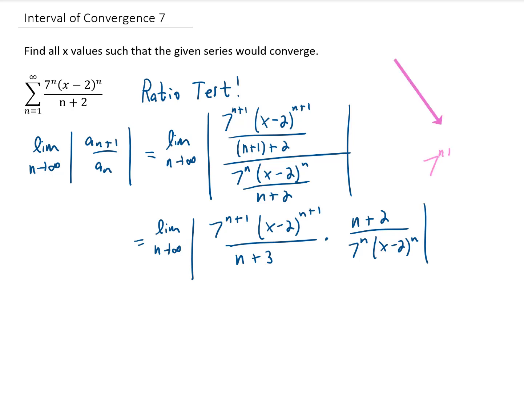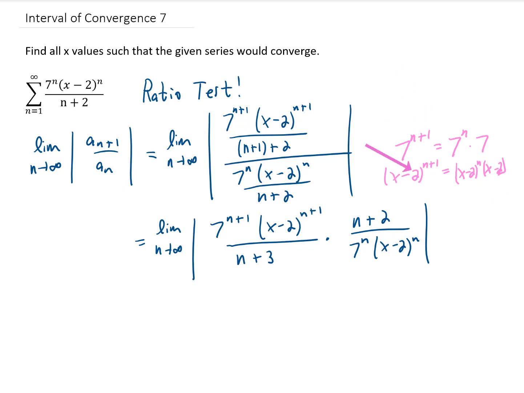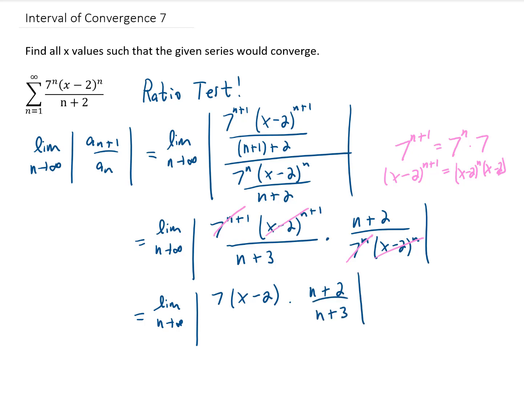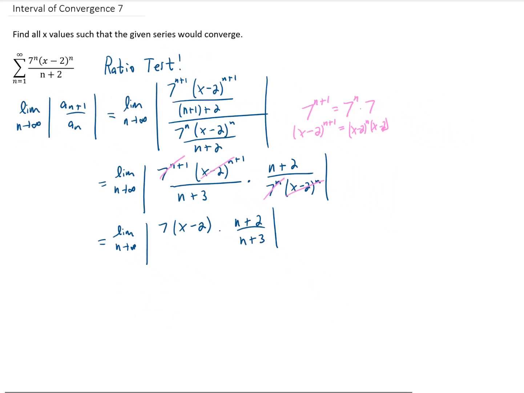We're going to take this 7 to the n plus 1, and think of it as 7 to the n times 7. We're going to do the same thing with the x minus 2 to the n plus 1, thinking of that as x minus 2 to the n times x minus 2. In doing that, we can cancel this 7 to the n with this 7 to the n, and this x minus 2 to the n with this x minus 2 to the n. That leaves us with a 7 and an x minus 2 in the numerator. And I'm going to take these other n terms and put them together over here. Okay, let's shrink this down and get a little bit more room for this problem now.